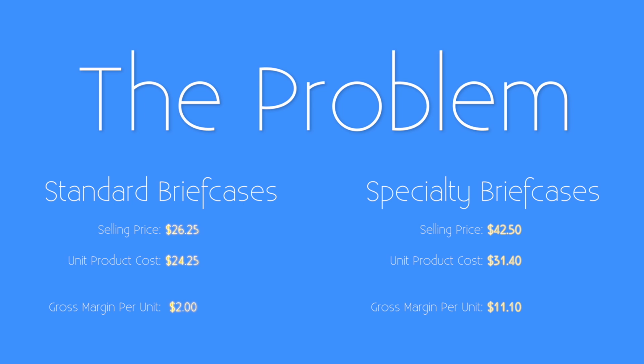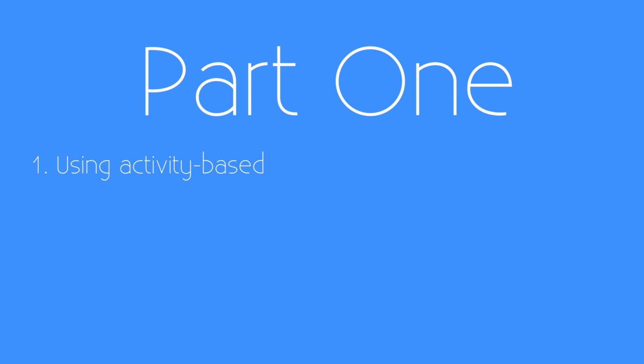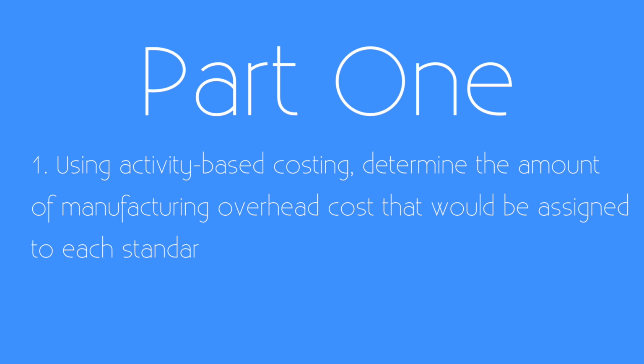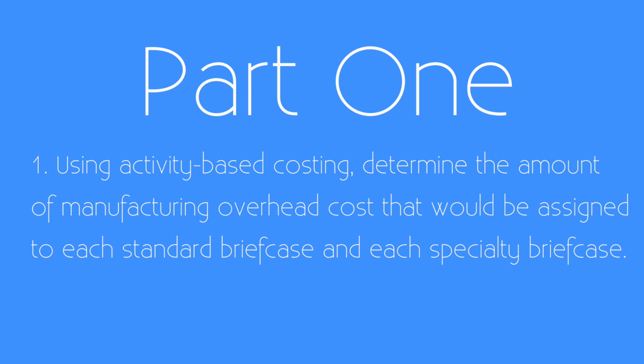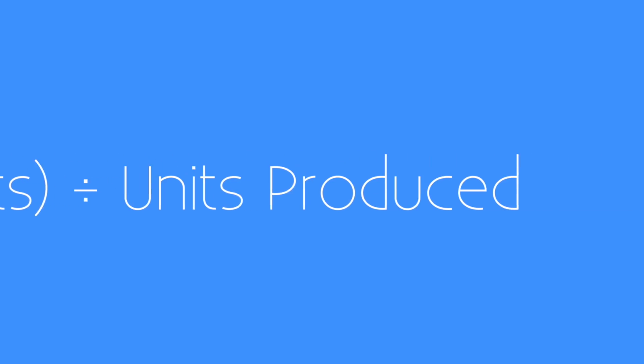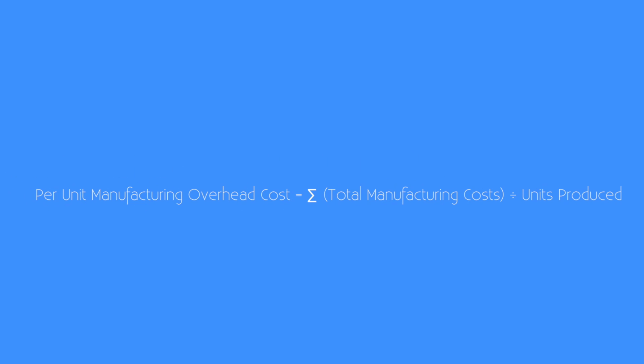The company is considering using activity-based costing as an alternative to the traditional costing system. We will be answering the 4 questions posed in the problem. The first part is as follows. Using activity-based costing, determine the amount of manufacturing overhead costs that would be assigned to each standard briefcase and each specialty briefcase. The per-unit manufacturing overhead cost derives from taking the sum of their total manufacturing costs and dividing it by the total units of briefcases produced each month.